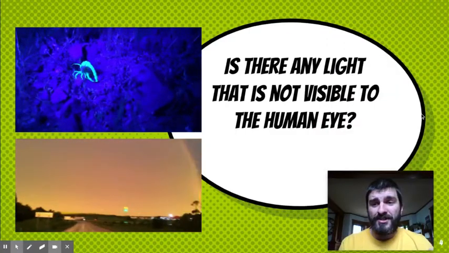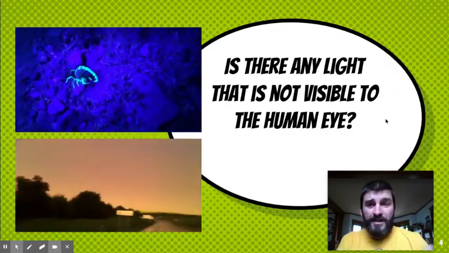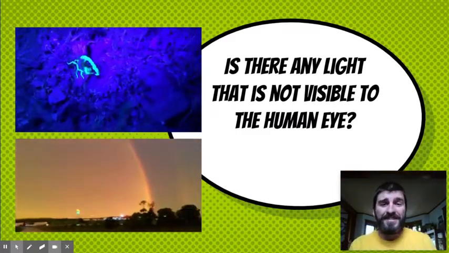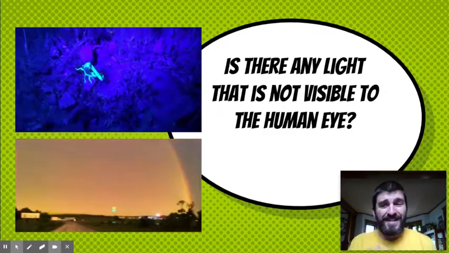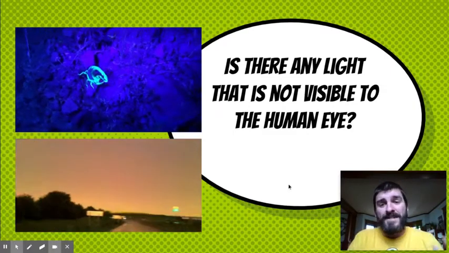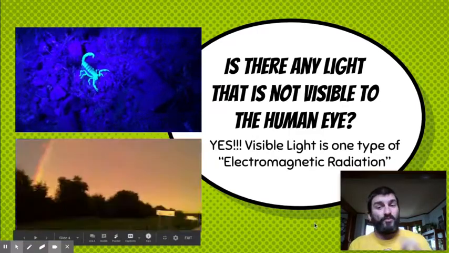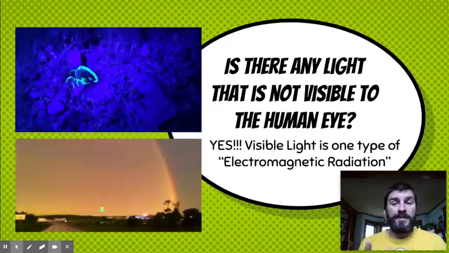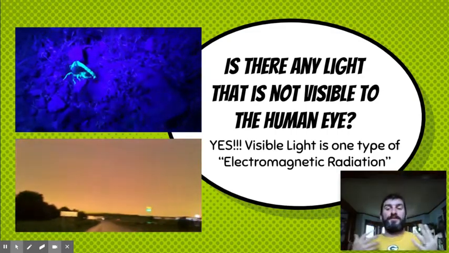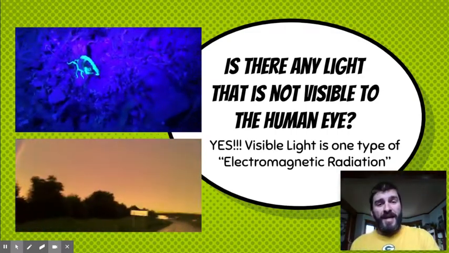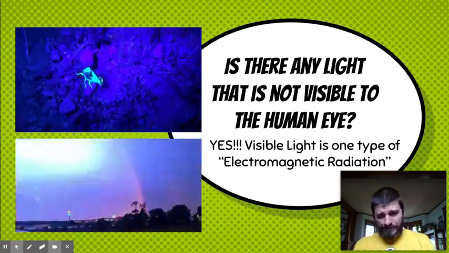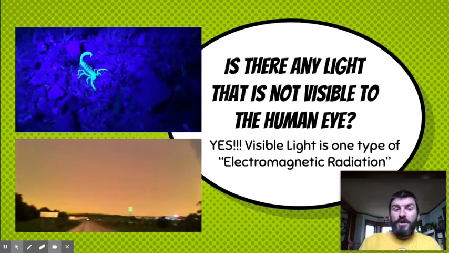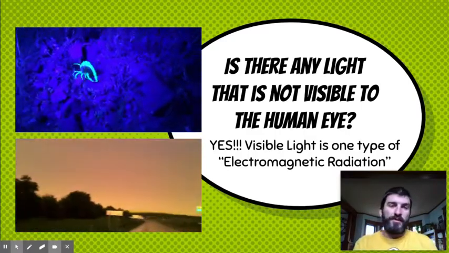So the big question is, is there any other type of light that is visible to the human eye? And I hope you already kind of know the answer to this, but if not, take a second and think about it. The answer is yes. Visible light is just one type of electromagnetic radiation, which makes up all the different types of light, whether we can see them or not. If we look at the bottom left image, we see a rainbow, and then at the end we see lightning. Those are all types of visible light, but there's so much more going on there.